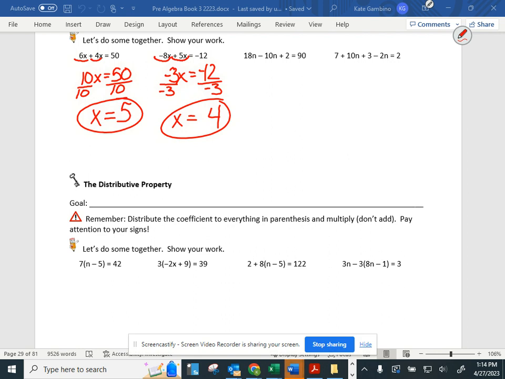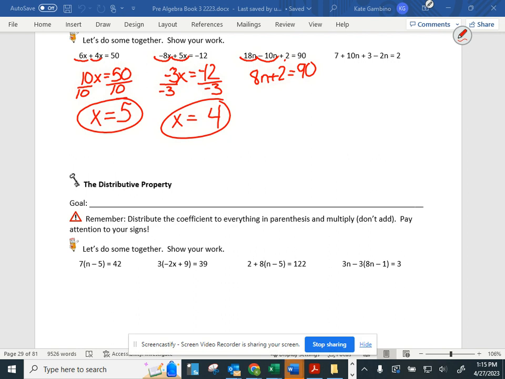Who can work out the next one for me? Who's somebody that has it yet? Priya. 18n combined with negative 10n. And what do we get? 8n. Then we're going to bring down our constant plus 2 because there's no other constant on that side of the equal sign. That equals, there's only one term on this side, that 90.